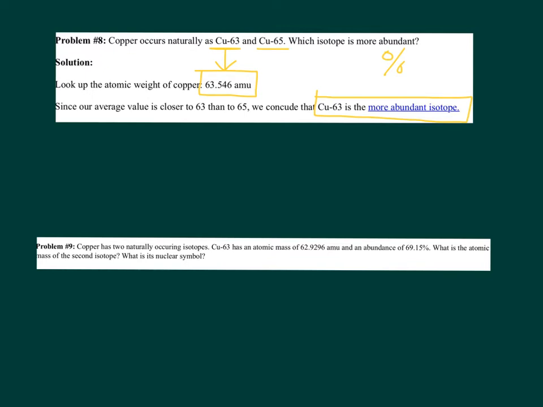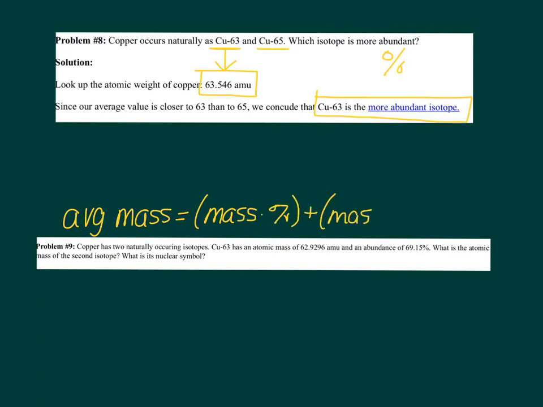Normally, when we're calculating average atomic mass, average mass is equal to mass times percent plus mass times percent for however many isotopes there are. I'm going to do dot, dot, dot. There could be 2, there could be 3, and then we're going to divide that by 100.